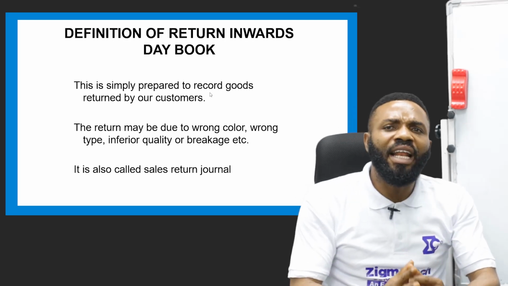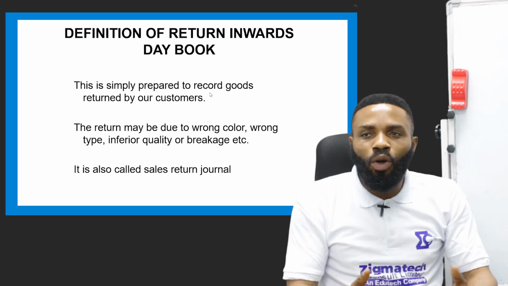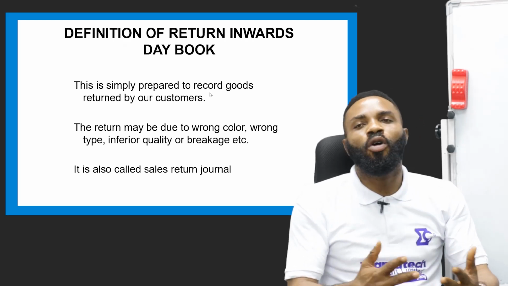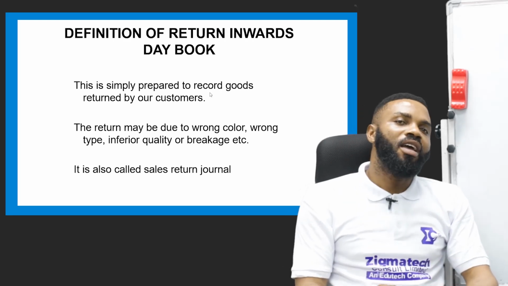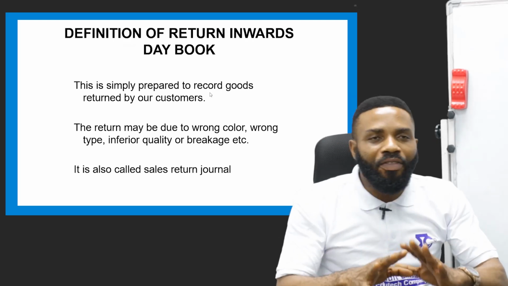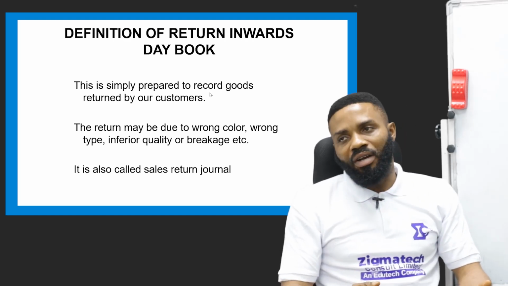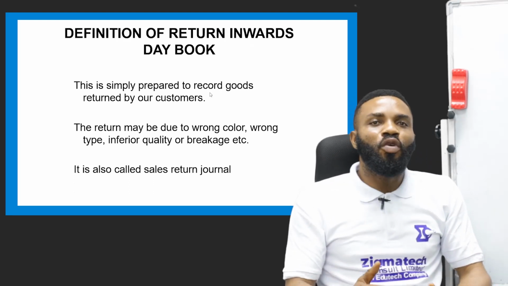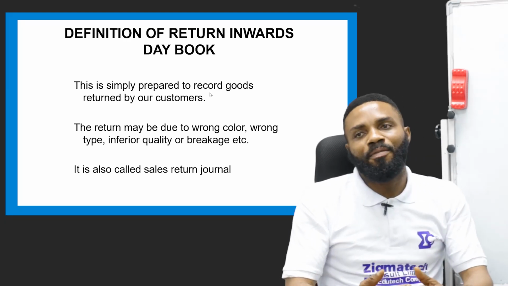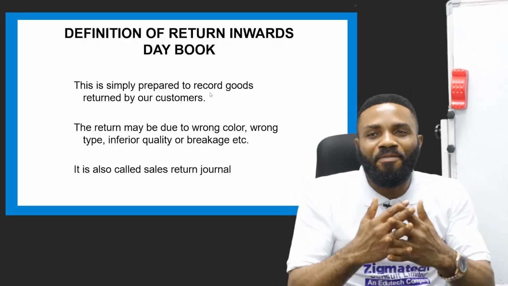And then I also said that the return can actually be caused by one, wrong color, two, wrong type, inferior quality, or what we call breakage, etc. I'm just trying to point out some of the reasons why goods can be returned by our customers. Another thing that can also make our customers return goods back to us, we call it defectiveness. Some goods can be defective. Some can actually be inferior.